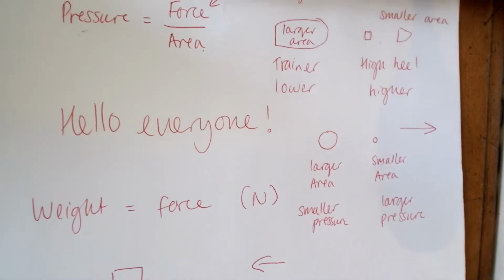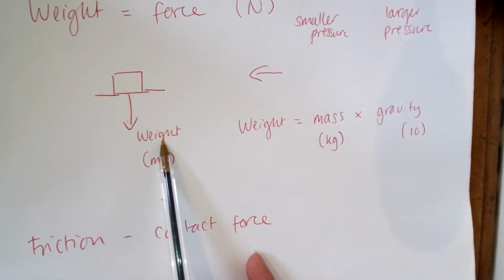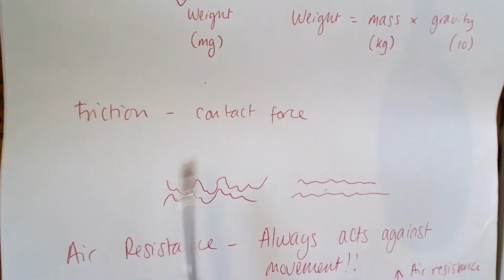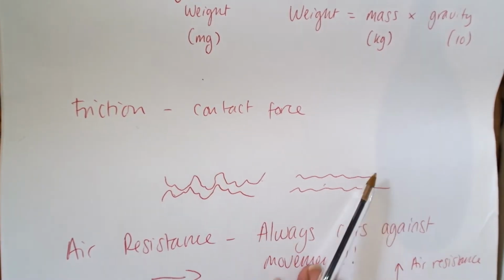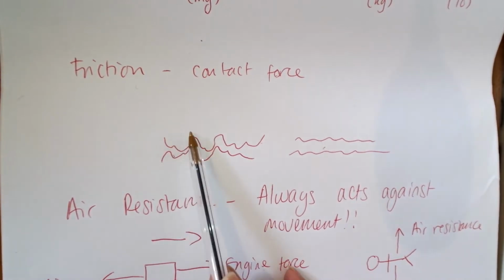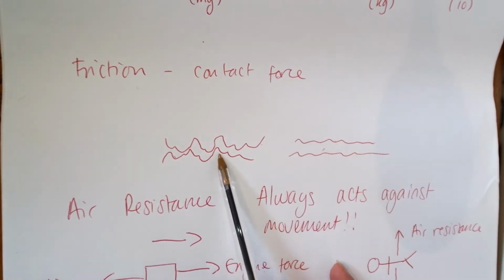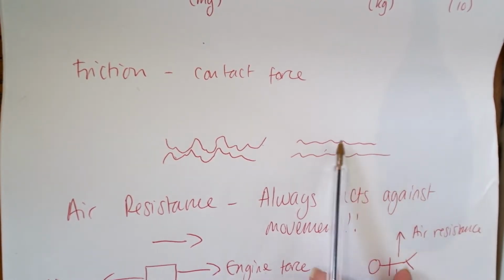Okay, so things to remember then. Weight always acts downwards. Okay, it is a force and it's in newtons. Friction is a contact force. It only happens if two surfaces are touching, and the more grippy the surface is on a microscopic level, the more friction. So therefore the converse, the smoother the surface, the less friction.